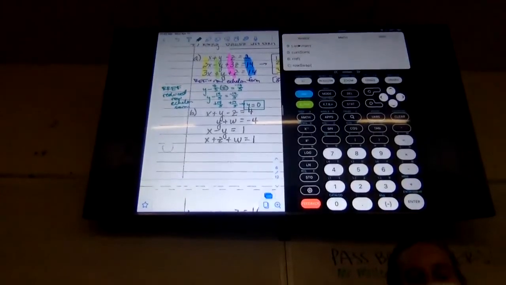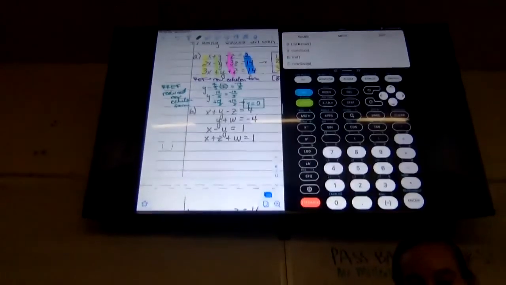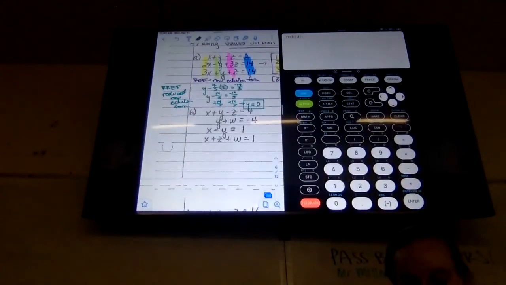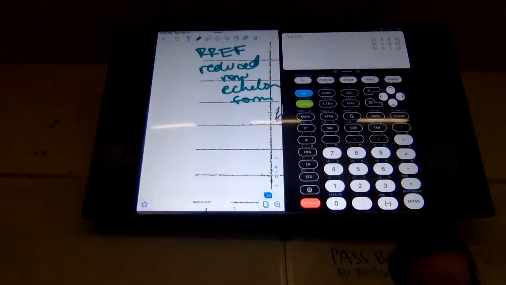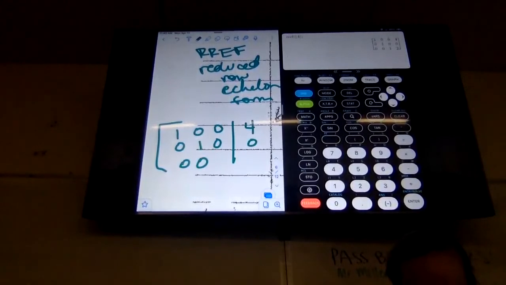It has both of the R's. When I press that and press my matrix, I'm going to press enter. Ooh, look at that pretty little matrix I get. This one says 1 0 0 4, 0 1 0 0, and then 0 0 1 2.